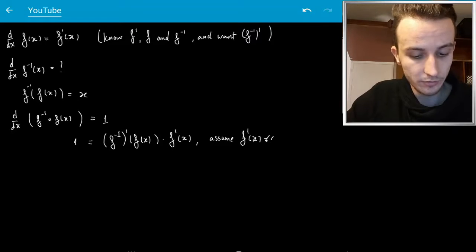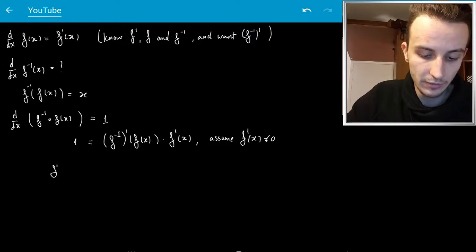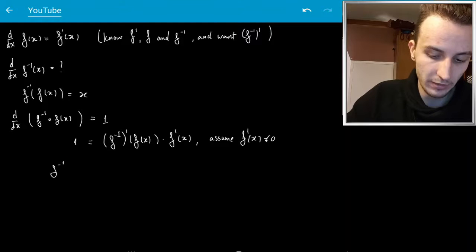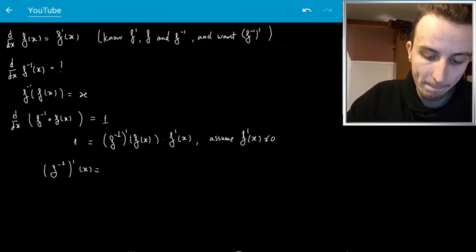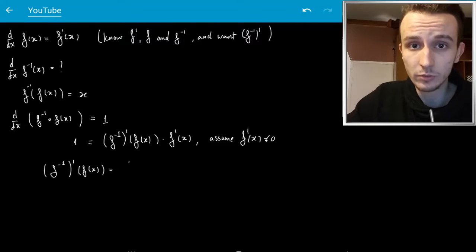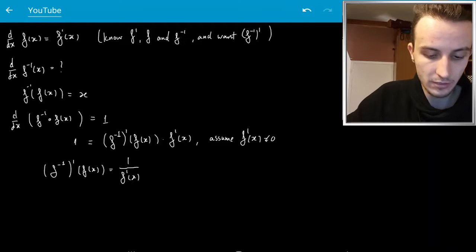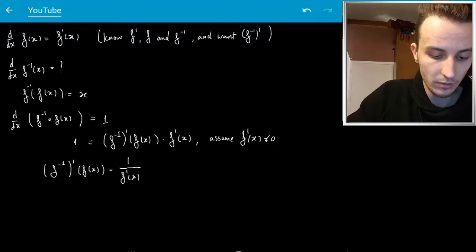Okay, so now we can divide by f prime of x, assuming that it's not equal to 0. So assume f prime of x not equal to 0. If that's true, then f inverse prime of x is equal to, let's see, oh, sorry, not of x, of f of x, 1 over f prime of x.